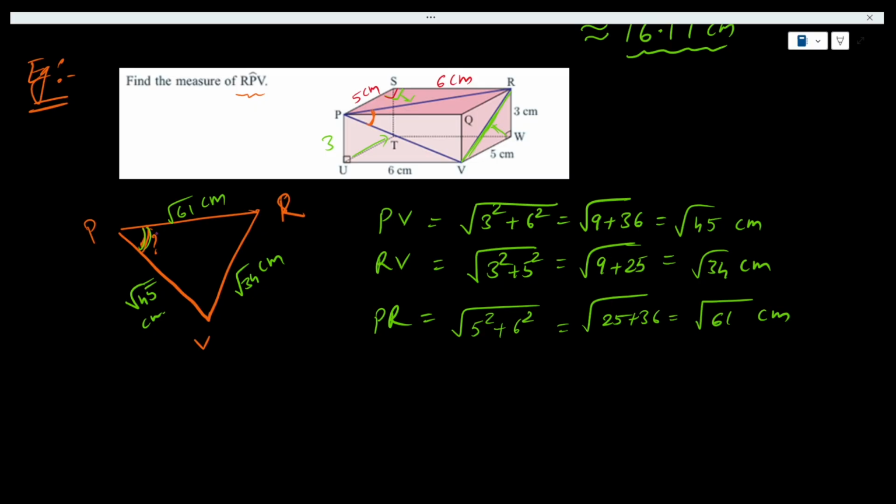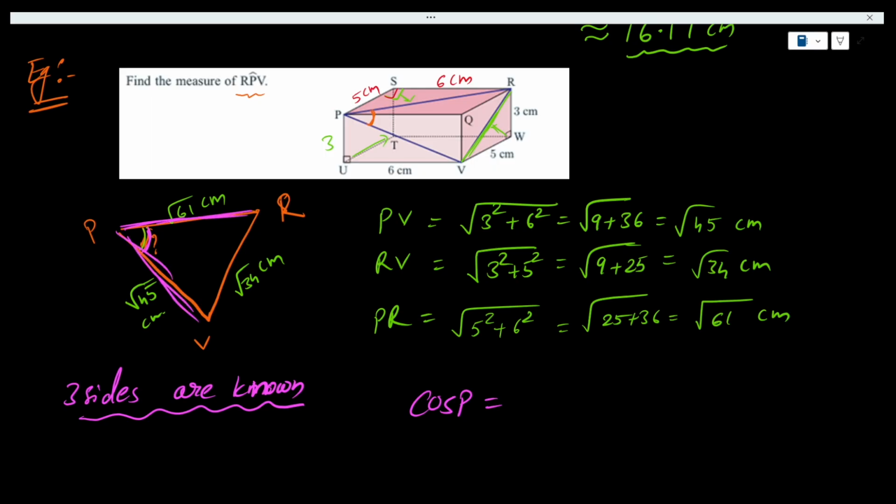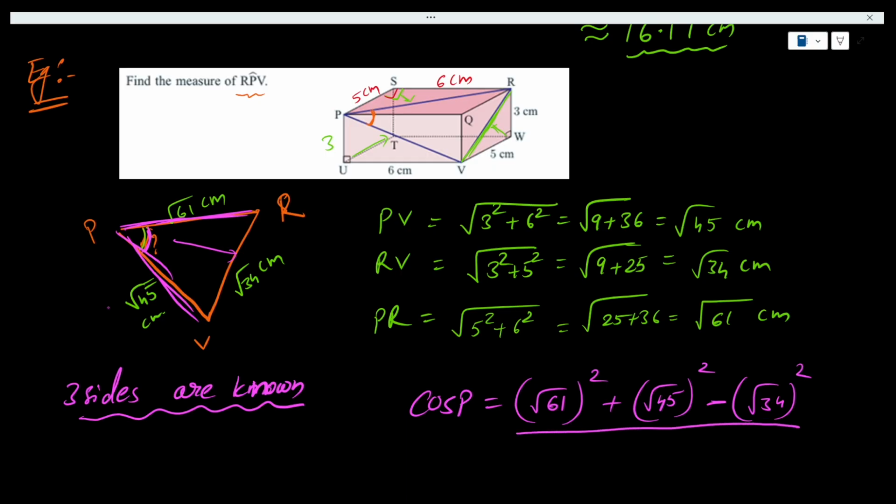Now how to know here: three sides are known and the angle is unknown. When the three sides are known, you know that we can use the cosine rule. What is the cosine rule? Here we can write down cos P will be equal to... P is included between which two sides? PV square plus PR square. So you can write down root 61 whole square plus root 45 whole square minus the square of the opposite side, which is root 34 whole square, over 2AB. So P is included between PV and PR.